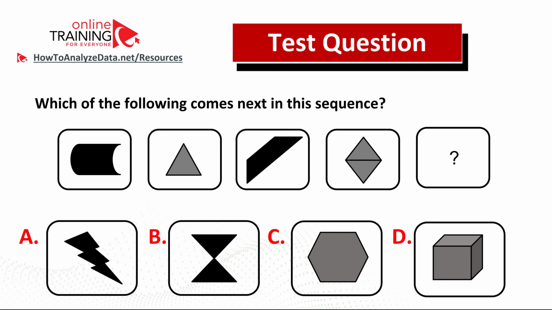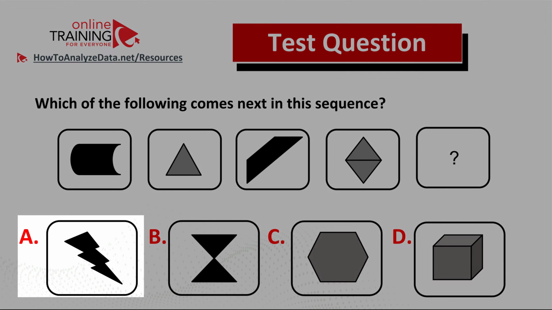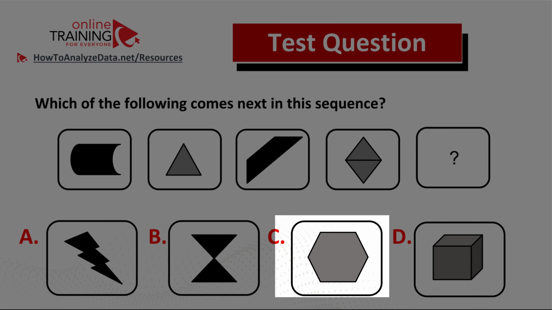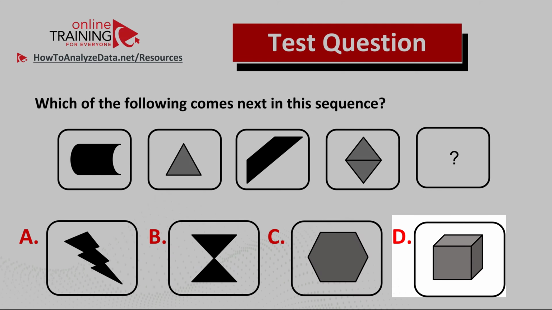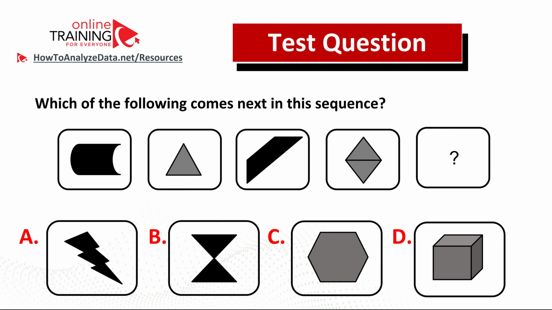And now here's the question for you to try. Please make sure to post your answer in the comment section of this video. You're presented with the sequence of objects, and you need to determine which one comes next in the sequence. Do you think you know the answer? Now might be a good time to pause this video and to see if you can come up with the correct answer. Is it lightning, sand clock, hexagon, or cube? If you came up with the answer, feel free to post it in the comment section of this video and I'll give you my feedback. Thanks for participating.